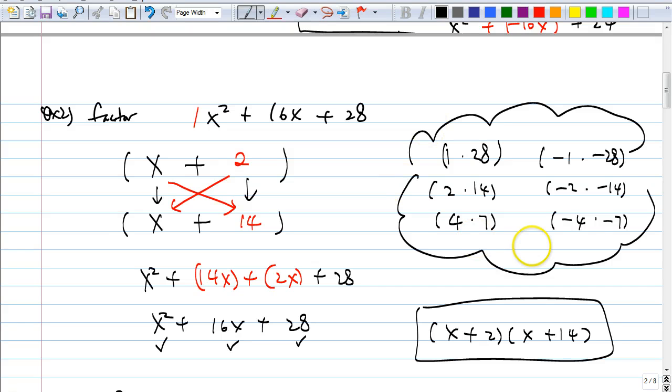So once you write these things, it's kind of like a multiple choice. You have to choose the one that works. Okay? Any questions?